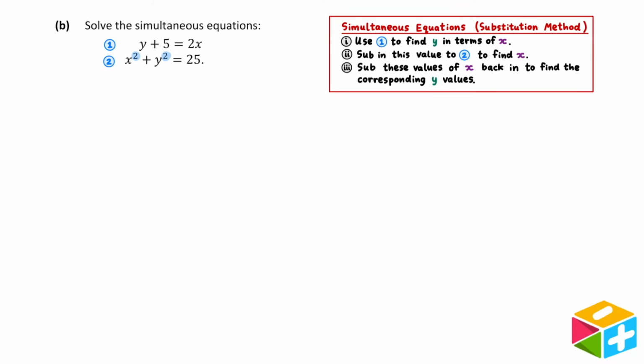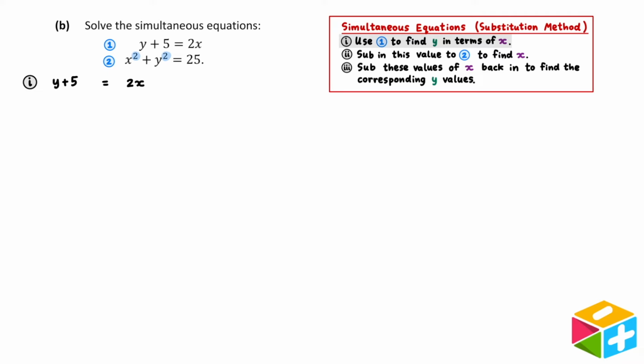The substitution method involves a number of steps. Step I will be to use equation 1 to find y in terms of x. Step II will be to sub in this value of y into equation 2 to find x. And step III is to sub these values of x back in to find the corresponding y values. So let's start with step I.